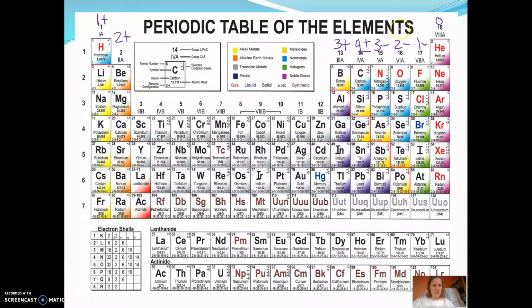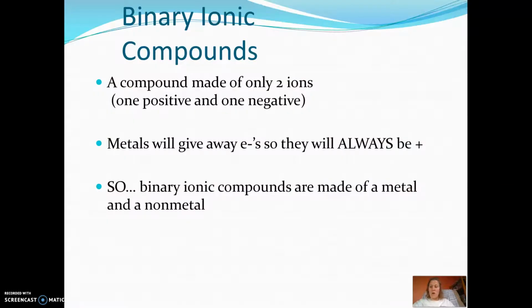So why are we doing this? Because ionic compounds are made of ions. So these numbers that we're writing up here are the charges that I want you to use for the elements in those columns. Okay? So how do you write a binary ionic compound? This is the first kind of ionic compound. All it means is 2 ions. Binary means 2. So it's going to be 1 positive and 1 negative.